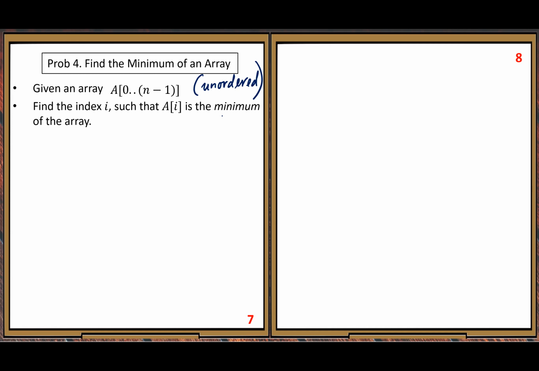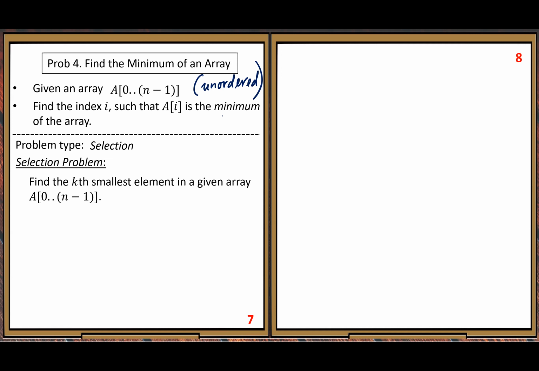Then, the question: find the index I such that A of I is the minimum of the array. Very simple, and the solution is also simple. But we need to do some very abstract discussion. The problem type here is a selection problem. So what is a selection problem? Let me give you the definition of the selection problem.